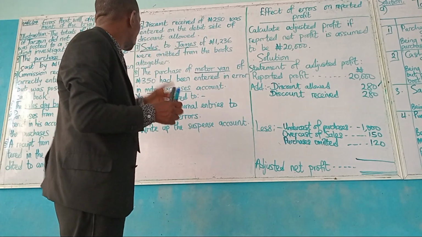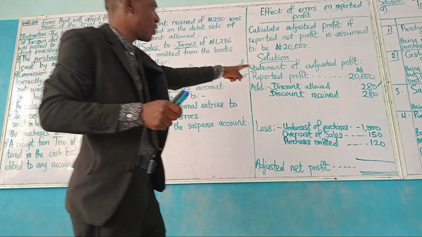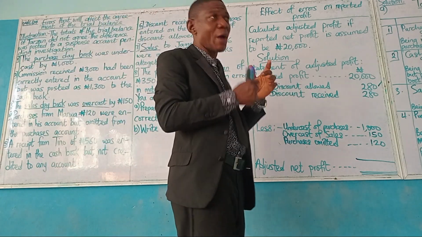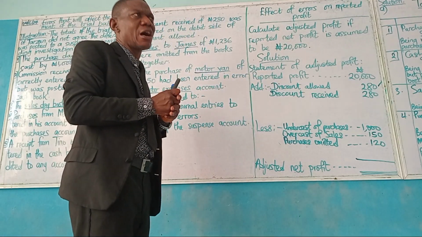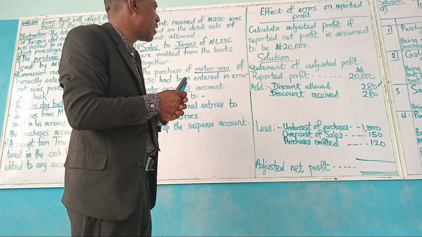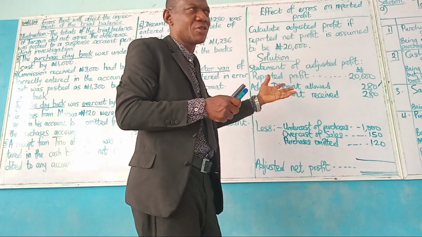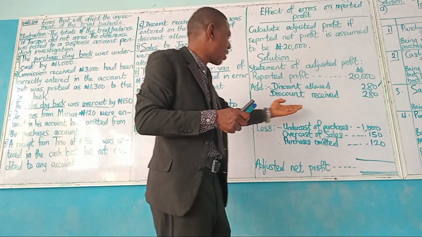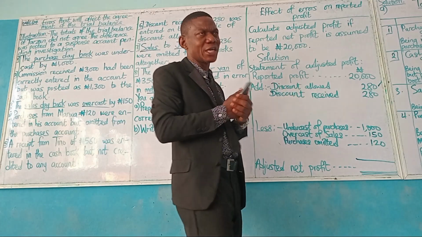Now, only the sales account has an effect in this statement of adjusted profit, because the sales account used to appear in the trading account. James' account is a personal account which doesn't affect the trading account. It does not affect the profit account, so it does not affect the issue of James itself. It does not have any effect on our reported profit.